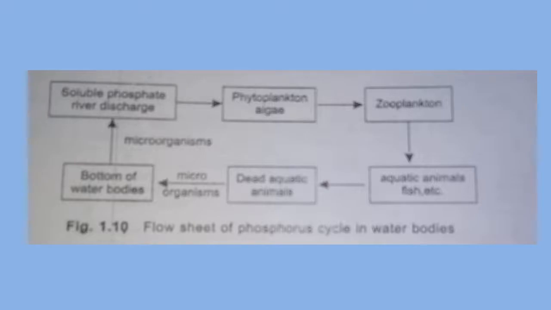It is one of the most important elements required by plants for their growth. It is a constituent of nucleic acid, phospholipids, ATP, and ADP. The main reservoirs of phosphorus are rocks and other deposits. From this, phosphorus is made available to living organisms by a slow process of weathering of the rocks.